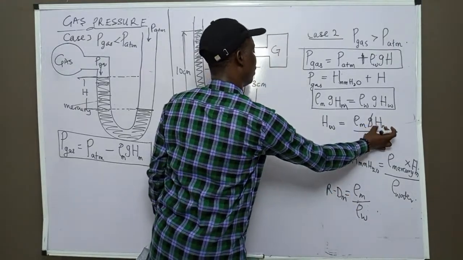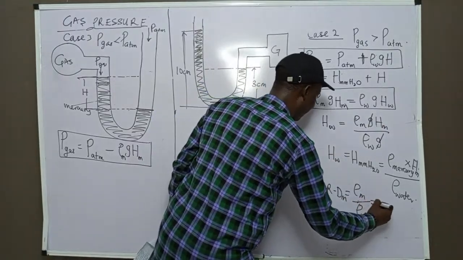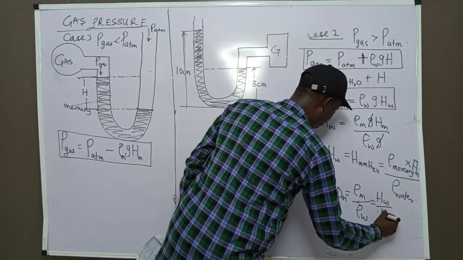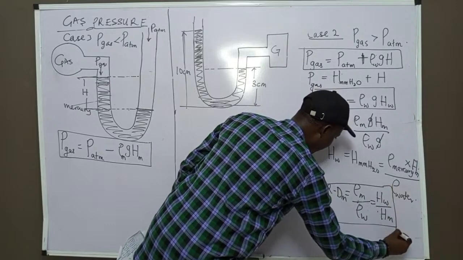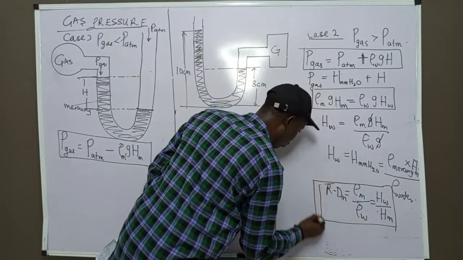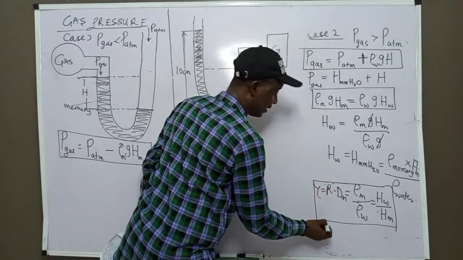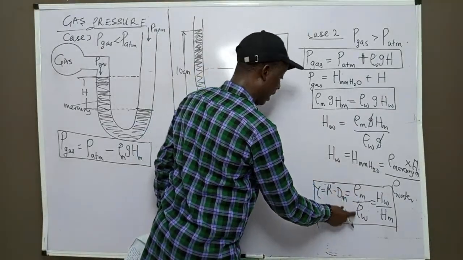Now let's take the formula in form of density. What about in form of height? It will be height of water over height of mercury. Please take note of that. This is what we call the specific gravity. Sometimes in A level, we use it as gamma. So that is the relationship between density of mercury and density of water.